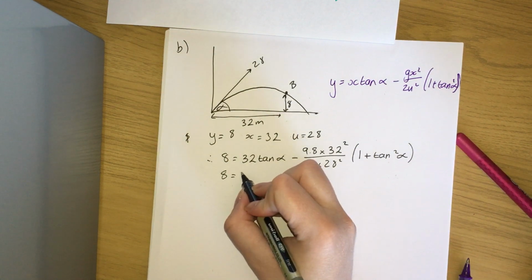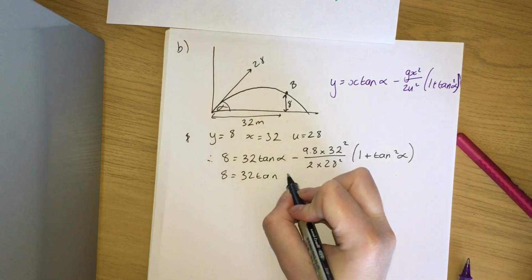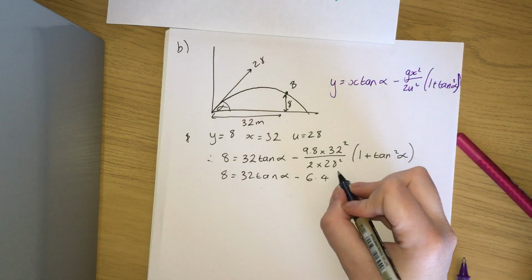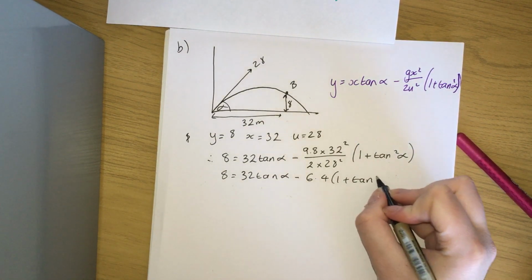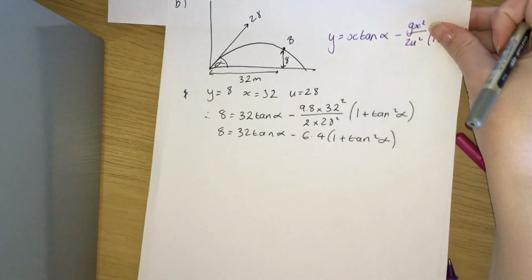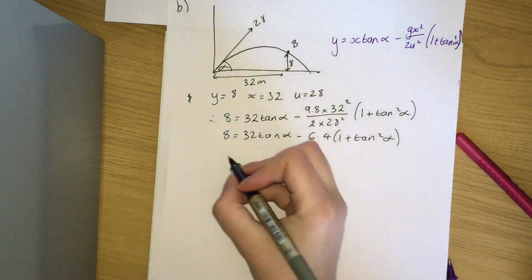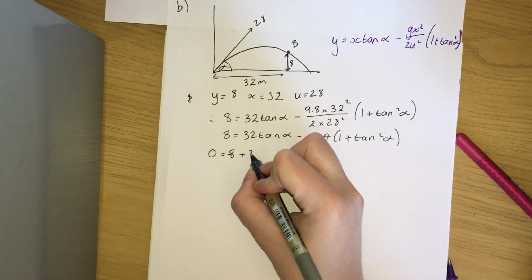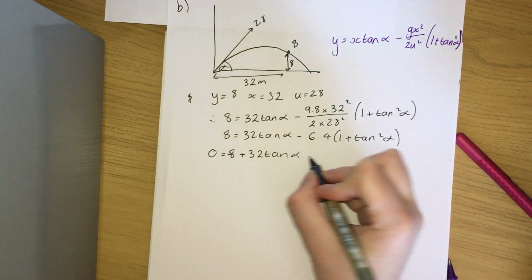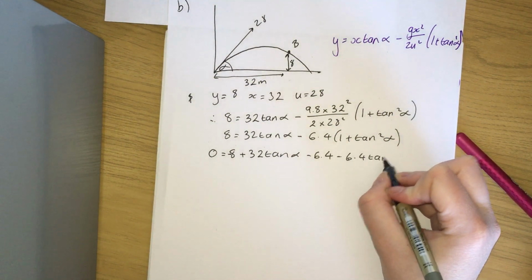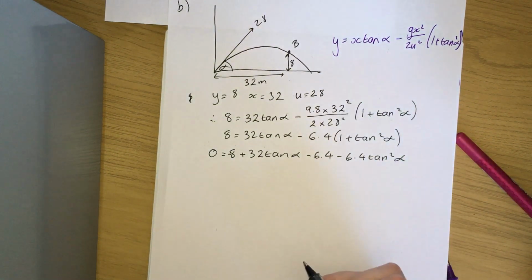So 8 equals 32 tan alpha. Obviously you want to tidy this bit up. That's minus 6.4 times (1 plus tan squared alpha). Now if we continue to expand this, we can get a nice quadratic. So 0 is equal to minus 8 plus 32 tan alpha, subtract 6.4, subtract 6.4 tan squared alpha. So I've expanded this bracket and made it equal to 0.